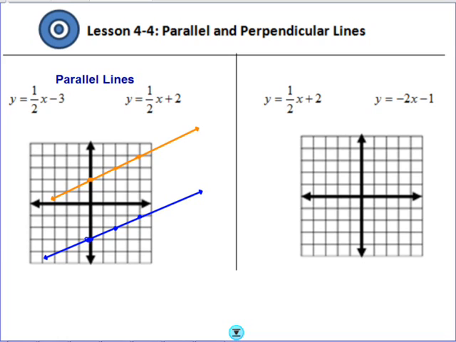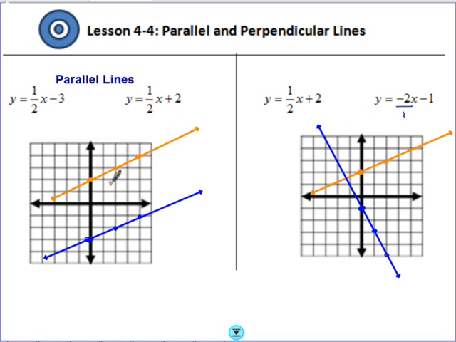So let's graph these lines over here. I have 1/2 x plus 2 again, so this is that same line. So plus 2 and then up 1 over 2, up 1 over 2, draw a straight line. And this time the second line is negative 2x minus 1. So I go to minus 1, and then the slope is negative 2. Remember, if it's a whole number, we put it over 1. So down 2, right 1, down 2, right 1, and draw my straight line.